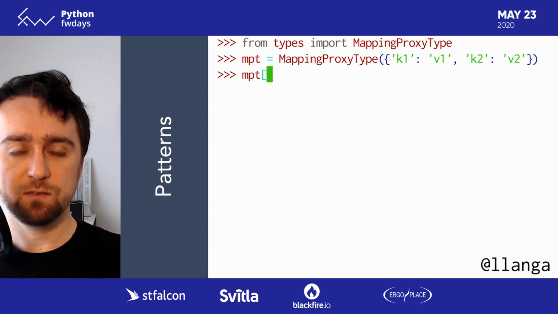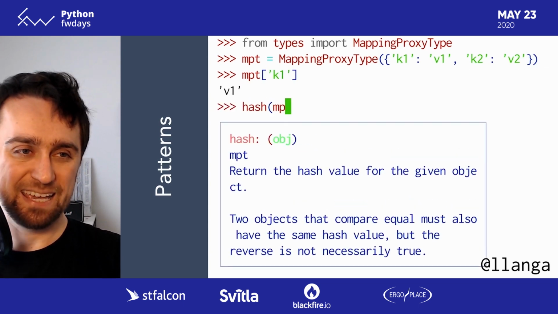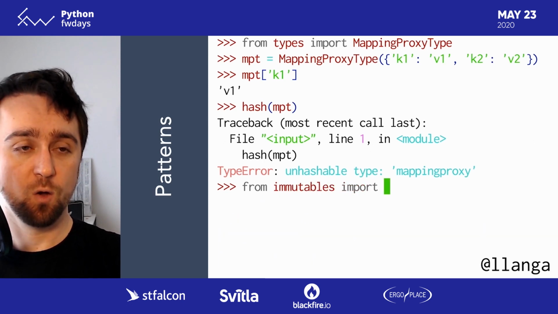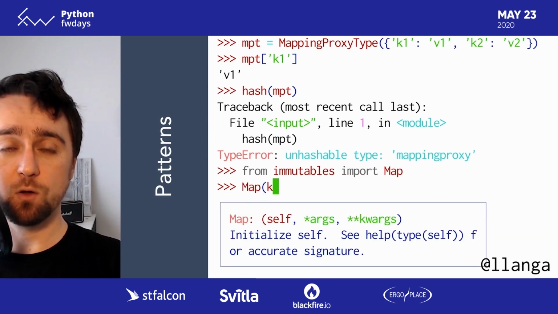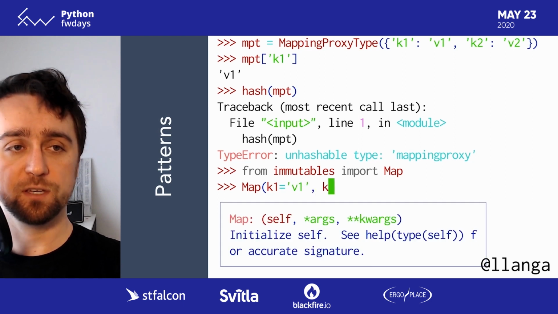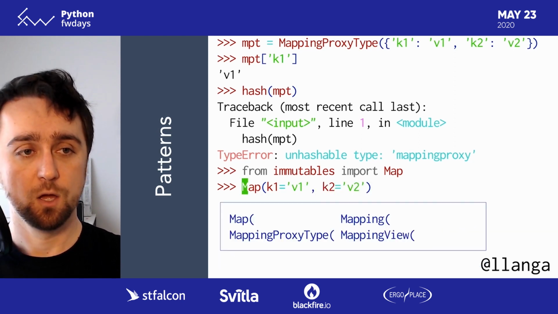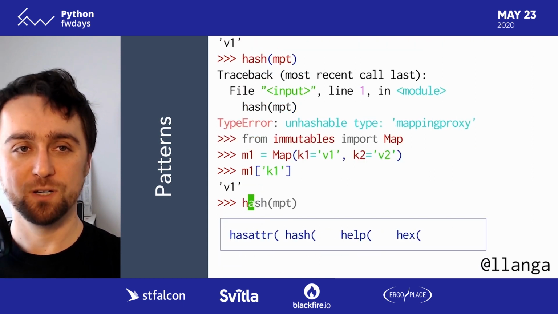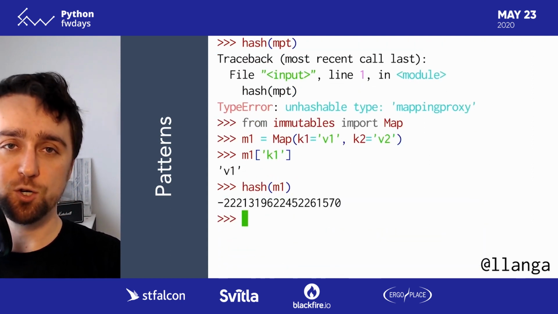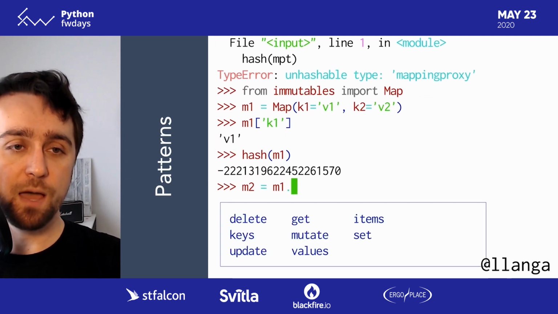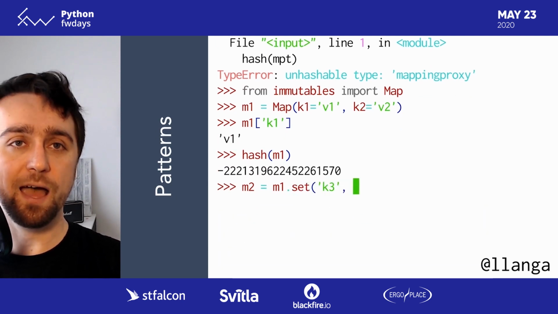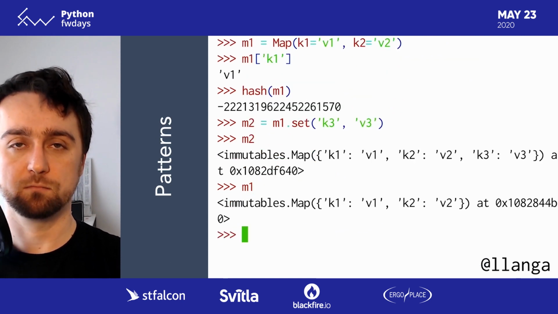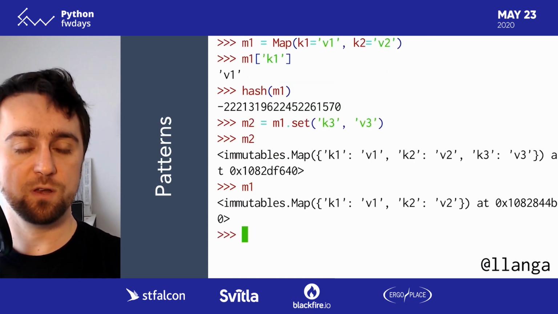But in fact, even though it is immutable, it is not in fact hashable. Why not? Well, because it is only a proxy for the dictionary that we already passed. So to actually have an immutable mapping, you need to import it from Immutables, which is a third-party library, and the mapping there is based on a hash array map trie that supports O(1) copies. So copying an object is very efficient on it.